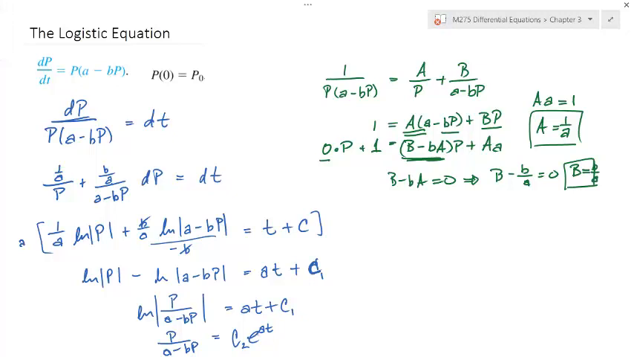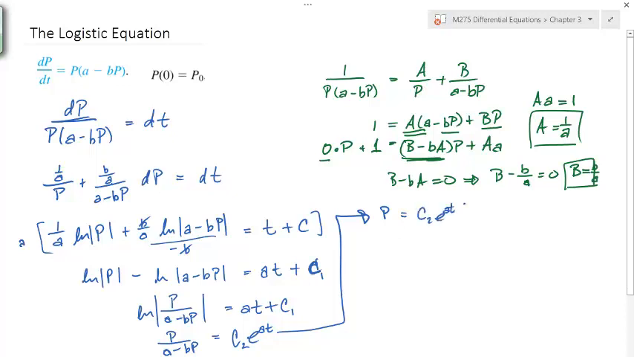So this looks like we're off to our differential equation here. The solution is coming up. If we can isolate p, that would be great, so let's attempt to do that. We'll get p divided by... let's multiply both sides by a minus bp. So you get p over here, you get c2 e to the at times a minus bp.